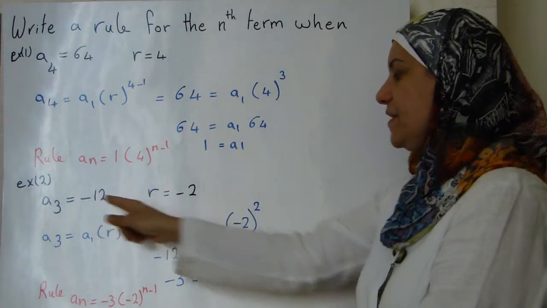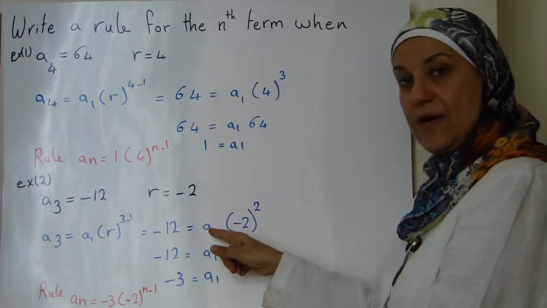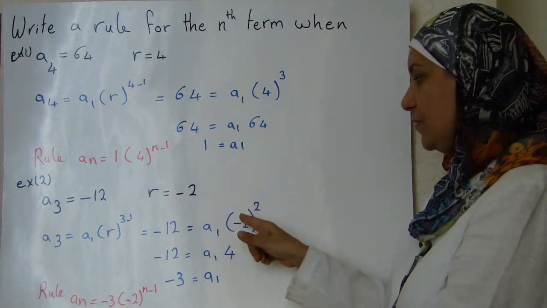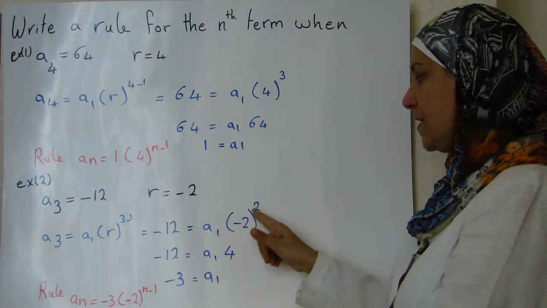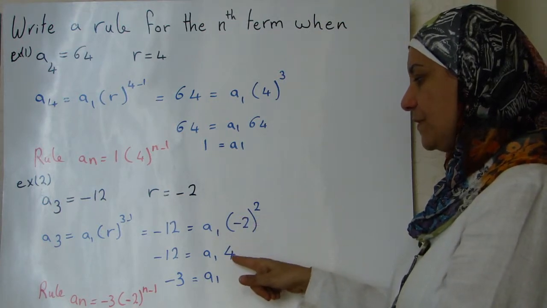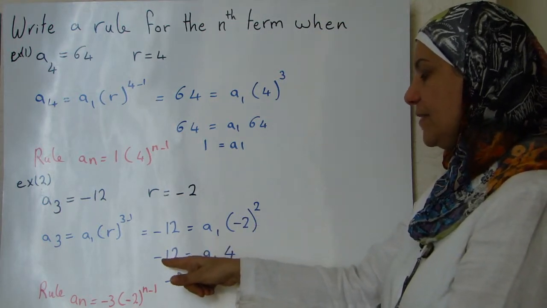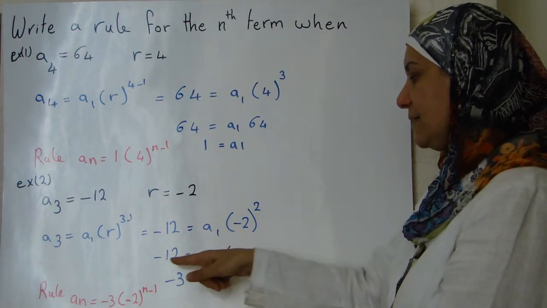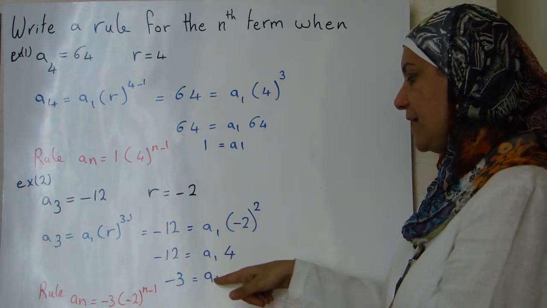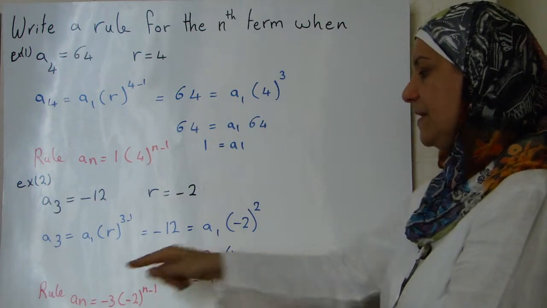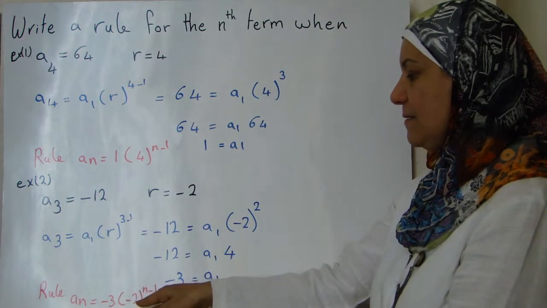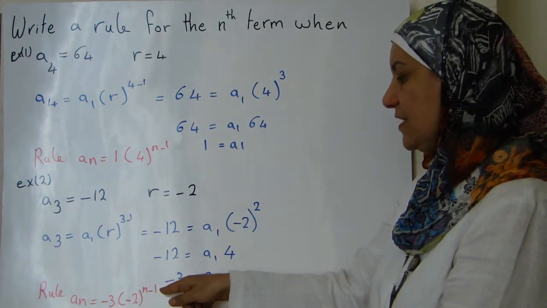We have a3, which is negative 12, a1 I don't know, I didn't have it, and then r, which is minus 2 to the power of 2. Minus 2 to the power of 2 is 4. And minus 12 equals a1 times 4. So by dividing both of them by 4, I get that a1 equals negative 3. Let's put it in the rule. an equals minus 3 times (minus 2) to the power n minus 1.